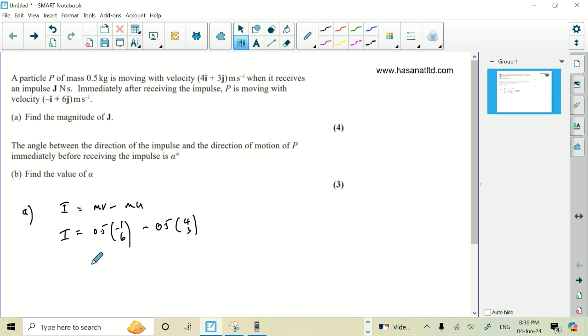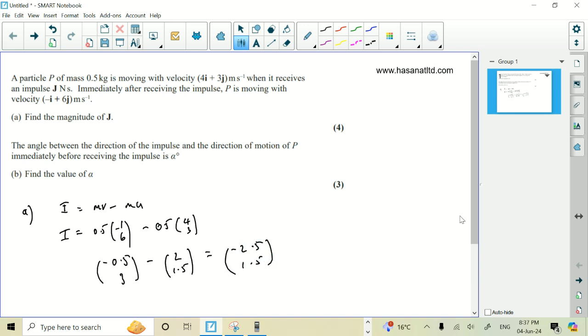And this gives us minus 0.5, minus 0.5, and 3, and minus 2 and 1.5. And this will be equal to minus 0.5 minus 2, that's minus 2.5, and 3 take away 1.5, well, that's just 1.5.